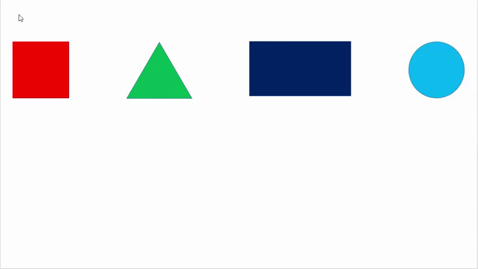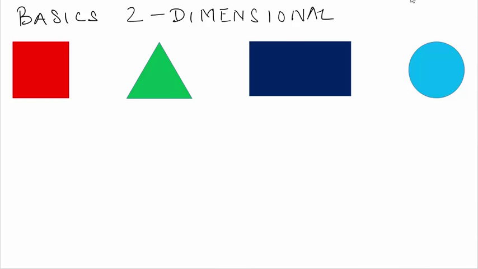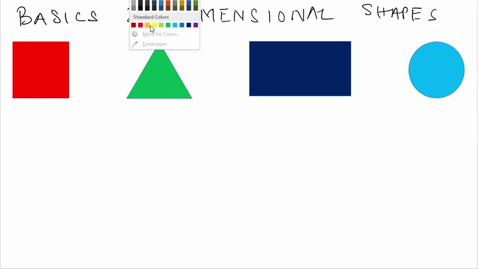Hey guys, so this is a lesson that we are going to do on the simple and very basic two-dimensional shapes. So what I have done is I have pre-drawn four shapes, as you can see here, and we are going to try and figure out what these various shapes are called, and what their properties are. So I'll start off with this shape here.